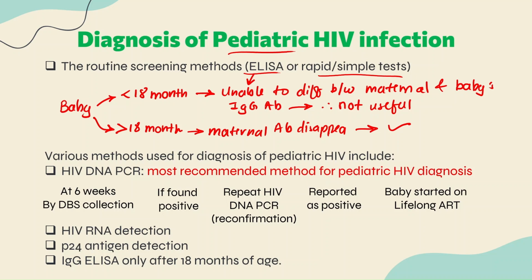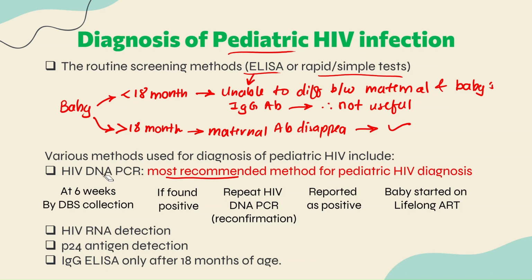Okay, now apart from this, there are other methods also. A screening test in a newborn baby under 18 months is not very reliable or useful, because it cannot differentiate between maternal and baby antibodies. The best test, one of the most recommended methods for pediatric HIV diagnosis, as I already said, is HIV DNA PCR. Detecting the viral DNA is very important.